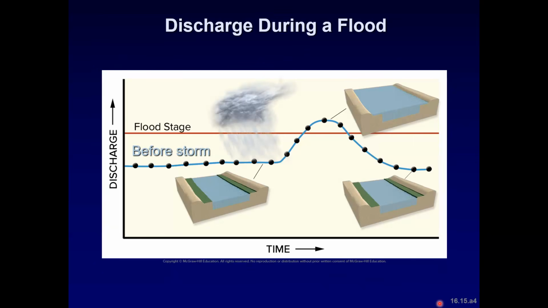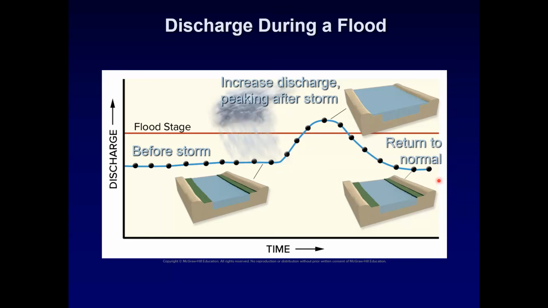All right. Discharge during a flood. More on that. Stream discharge is small and consistent before a flood. We see a gradual increase in discharge during and after a storm, with the highest discharge at the peak flood, and then it returns to normal discharge after the storm and flood pass. Pretty simple.